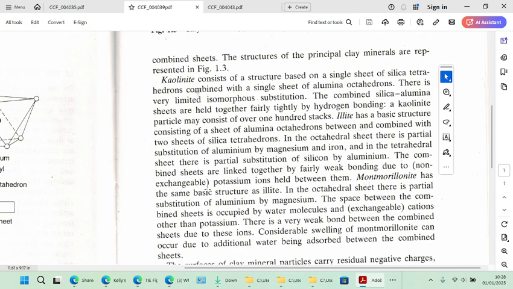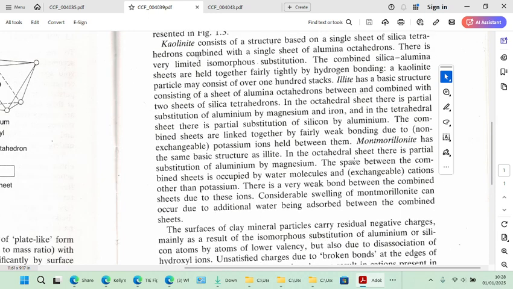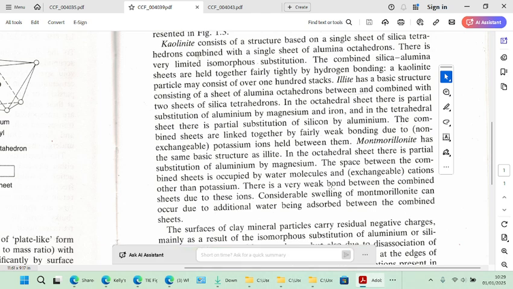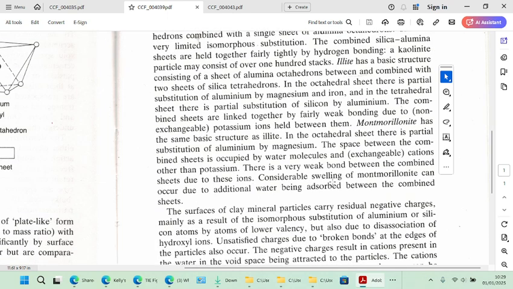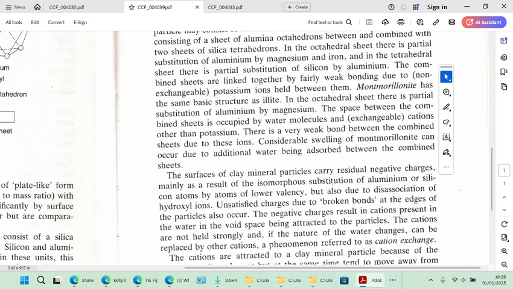Montmorillonite has the same basic structure as illite. In the octahedral sheet, there is partial substitution of aluminium by magnesium. The space between the combined sheets is occupied by water molecules and exchangeable cations other than potassium. There is a very weak bond between the combined sheets due to these ions. Considerable swelling of montmorillonite can occur due to additional water being absorbed between the combined sheets.